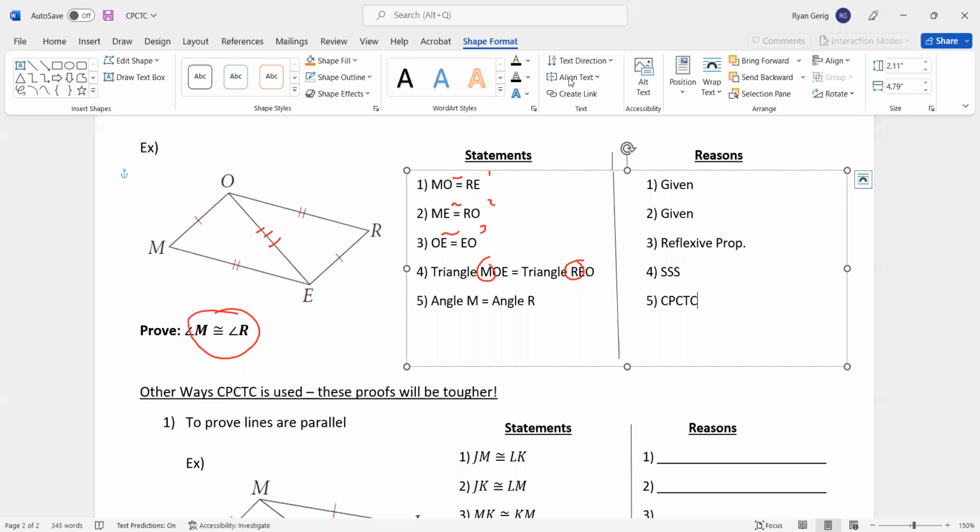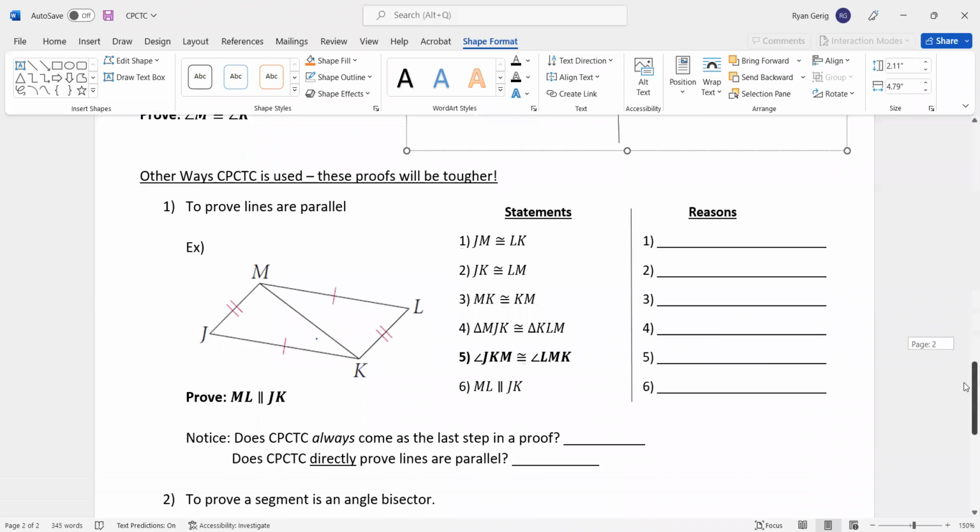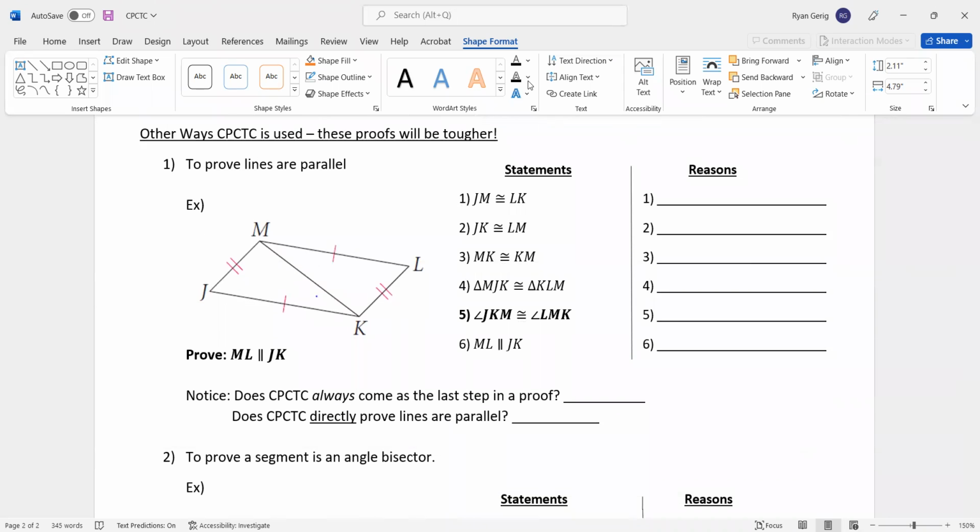I'm going to clear it. Scroll down and do the next one, another fill in the blank proof. Now, there are other ways to use CPCTC, and these proofs are tougher. I'm not going to sugarcoat it here. The first way, and there's going to be 2 main ways here. There are others, but I'll show you the 2 most common.